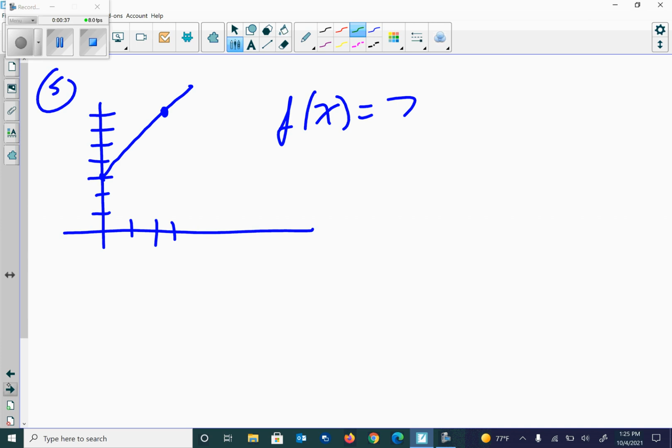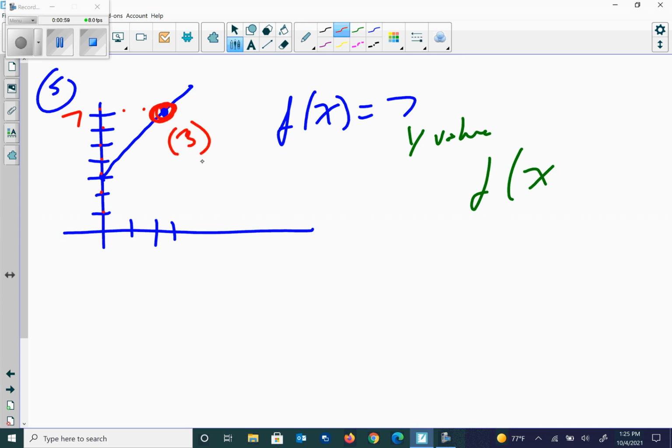Problem number 5, they want to know f at x is equal to 7. I guess I had it listed. This is a y value. So we're going to go 1, 2, 3, 4, 5, 6, 7. I went up 7 and I went over 1, 2, 3. So this value right here is 3. That's the point 3 comma 7. So I am going to get 3 for an answer for this. When the y value is 7, the x value is 3.